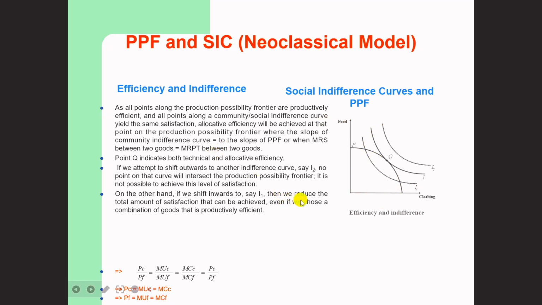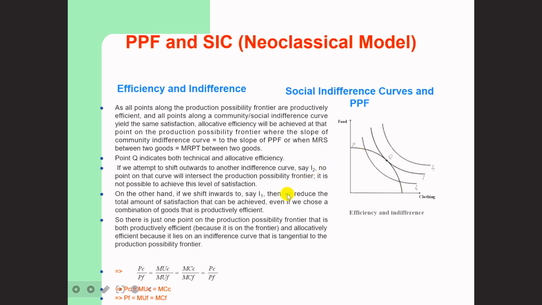So even if we choose a combination of goods that is productively efficient, that is at this point or at this point, there will be no allocative efficiency. So there is just one point on the production possibility curve that is both productively and allocatively efficient, because it lies on the indifference curve that is tangential to the production possibility frontier. And we can also prove that with the help of mathematical explanation.